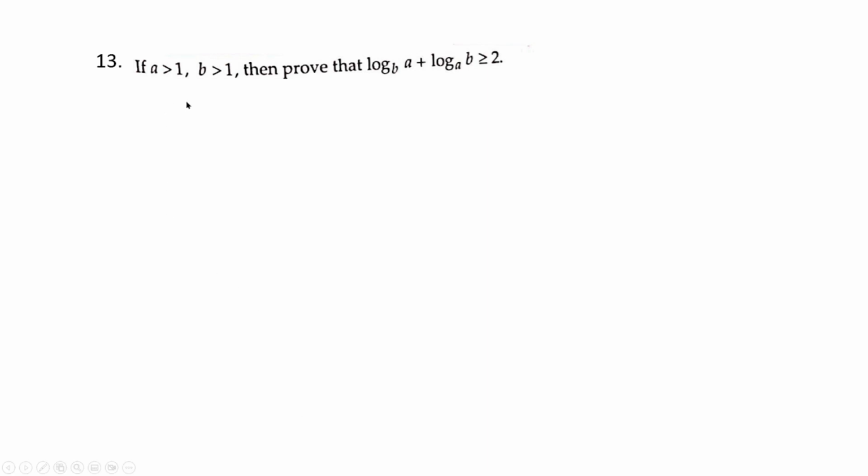Next question, if a is greater than 1, b is greater than 1, then prove that log a to the base b plus log b to the base a is greater than or equal to 2. So here it is given a is greater than 1 and b is greater than 1. So we have log a to the base b and log b to the base a are positive real numbers. So for positive real numbers, log a to the base b and log b to the base a.